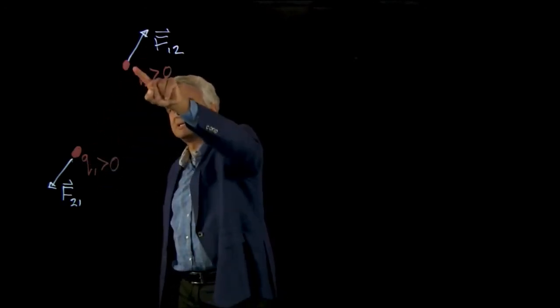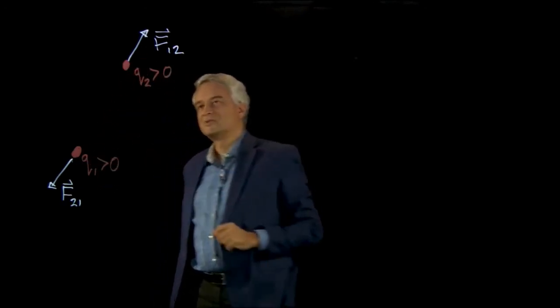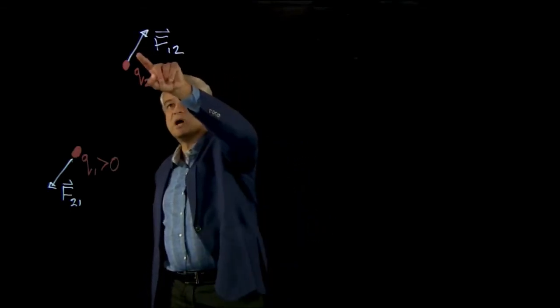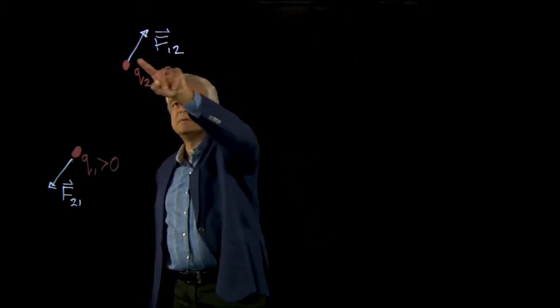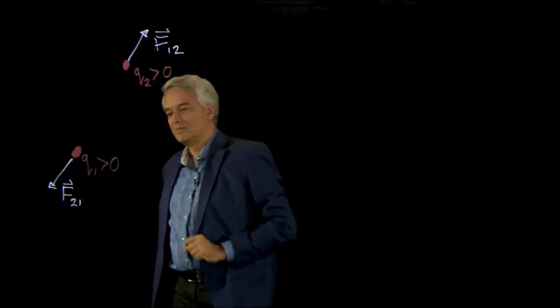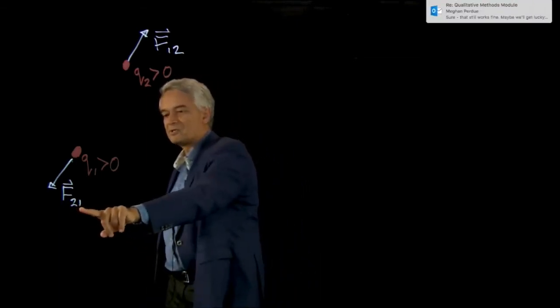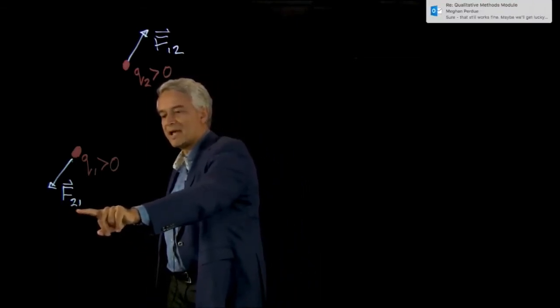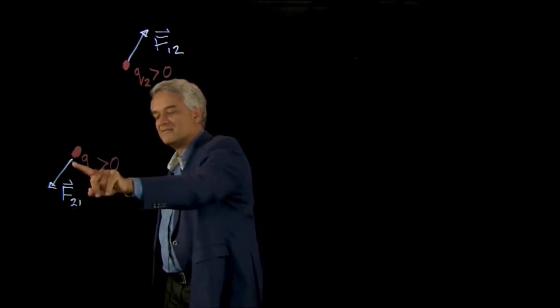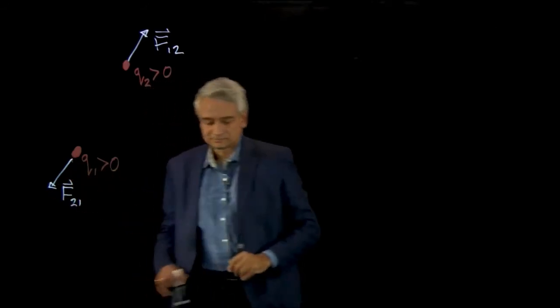These two objects are positive. They feel a force that is repulsive, and the force on this one, object 2, is in this direction and is F12. Similarly, F21, that's the force on object 1 because of the interaction between 2 and 1. So it is a vector pointing in this direction.